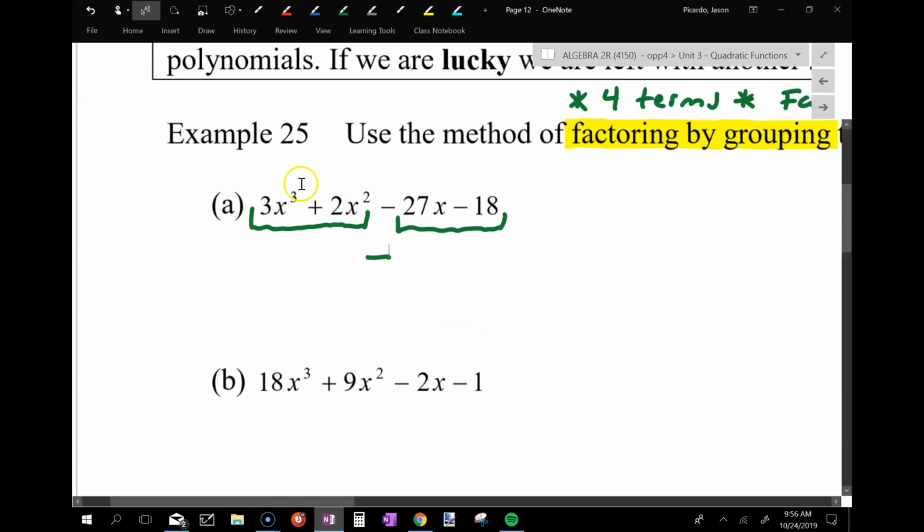Okay, find the GCF of the first group, this group here. Find the GCF, x squared. Yep. And when I take x squared out of 3x cubed, what do I get? 3x. And when I take x squared out of 2x squared, what do I get? 2.